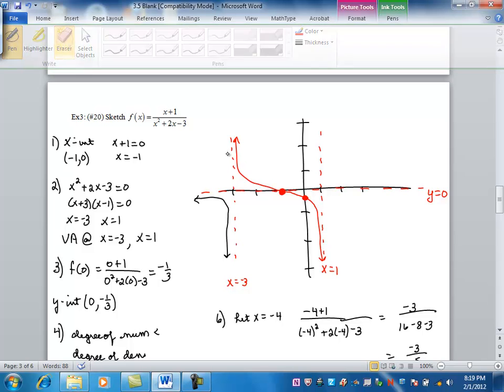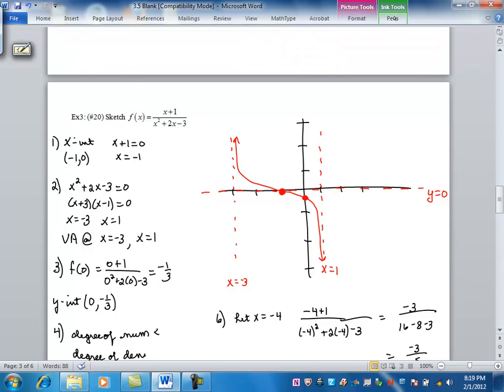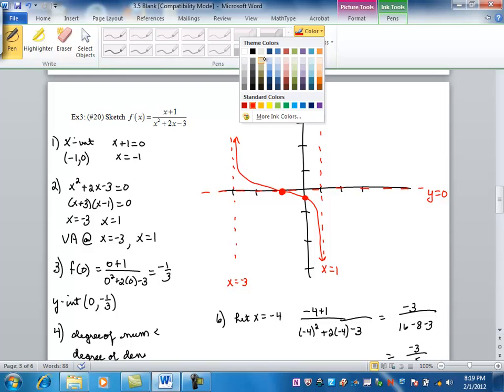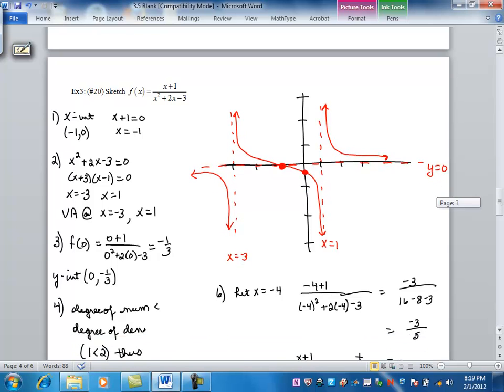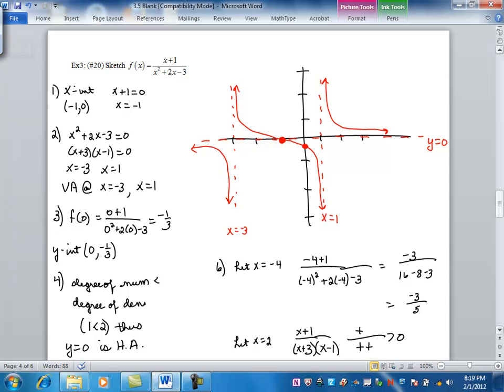Let me take care of that. We'll make this red as well. Hugging both asymptotes, and over here hugging both asymptotes. Alright, so there's the graph of f of x equal x plus 1 over x squared plus 2x minus 3. And of course, if you have questions, please bring those with you to class, and we'll be happy to talk about those.